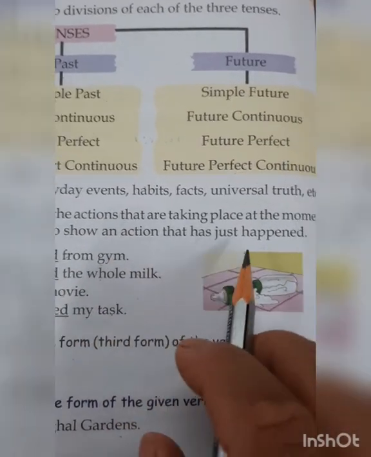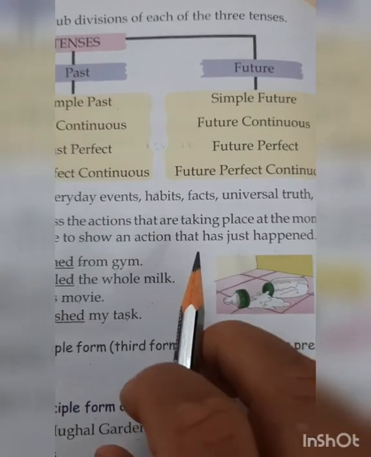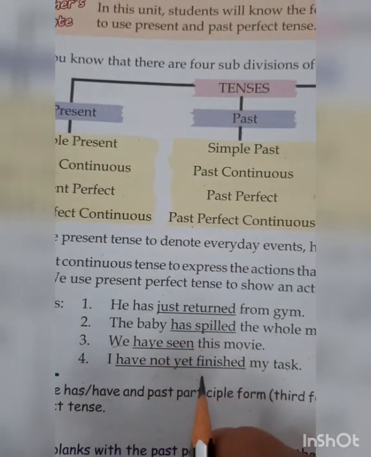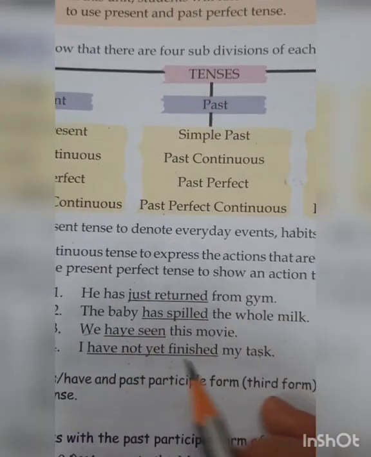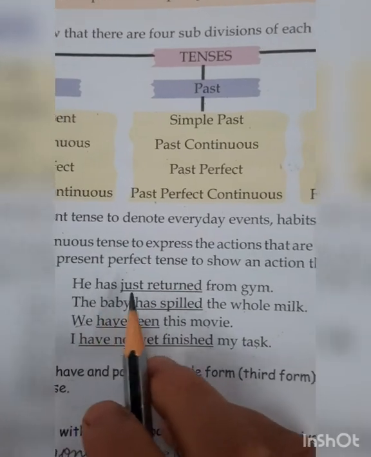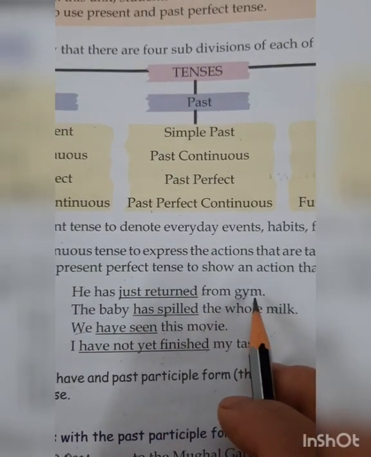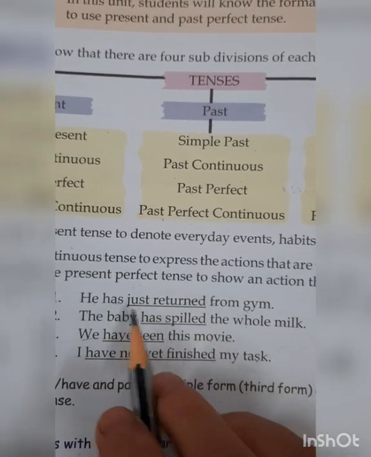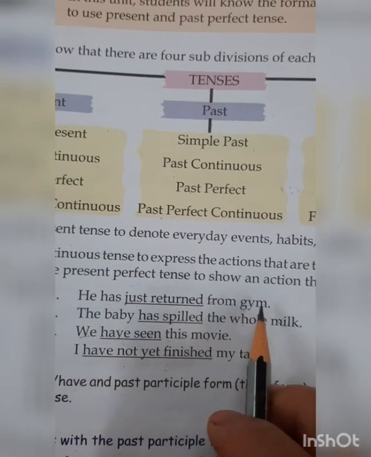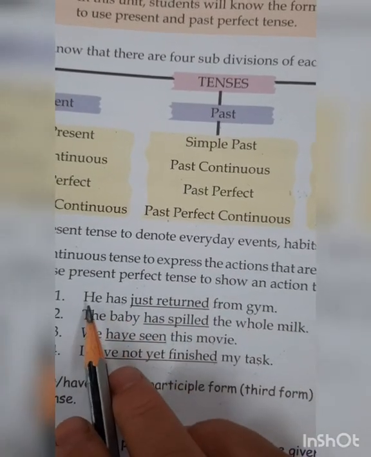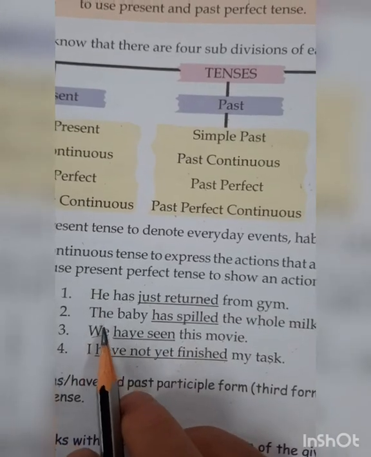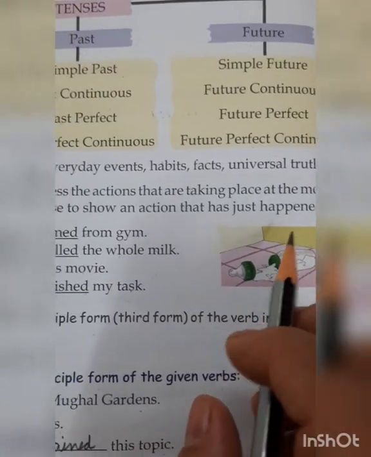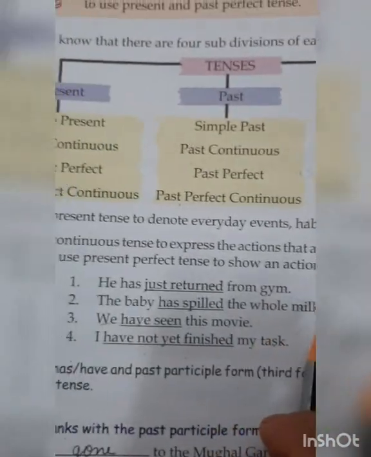An action that has just happened, for that you will use present perfect tense. We have some examples. With the help of examples, we will better understand all these things. First, he has just returned from gym. He has just returned. This activity is an action, it happened right now. So, we'll use present perfect tense. Same, the baby has spilled the whole milk. The baby has spilled the whole milk right now. So, we'll use present perfect tense.